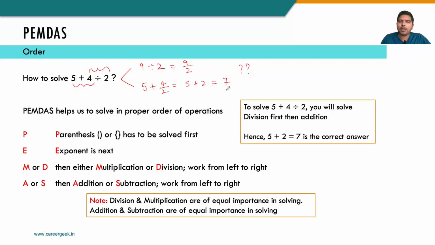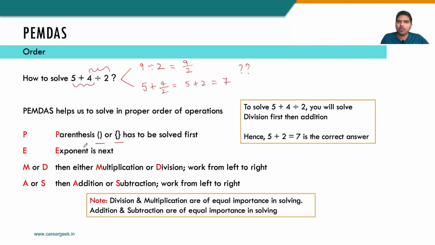Okay, what is PEMDAS? PEMDAS gives us the order in which you have to solve addition, subtraction, multiplication and division, right? That includes parenthesis also. That's what P stands for. So P stands for parenthesis, which is either a closed bracket or the curly brackets. This will always get the first preference. That means wherever you see parenthesis, you'll have to solve parenthesis first.